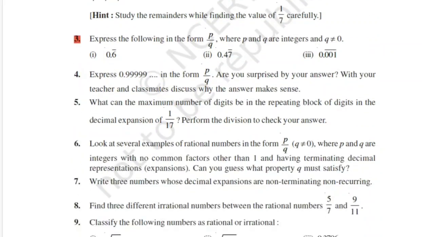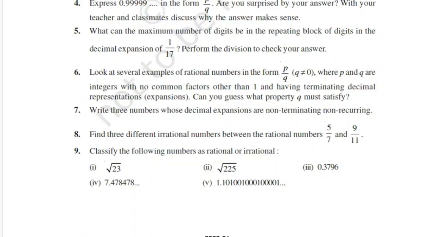Finally, go through question number 3 also. Okay, question number 8 also you can see, find three different irrational numbers between the rational numbers. You may not get the exact value, they will change the value, they will twist the value. Okay, now question number 9, classify the following as rational or irrational.